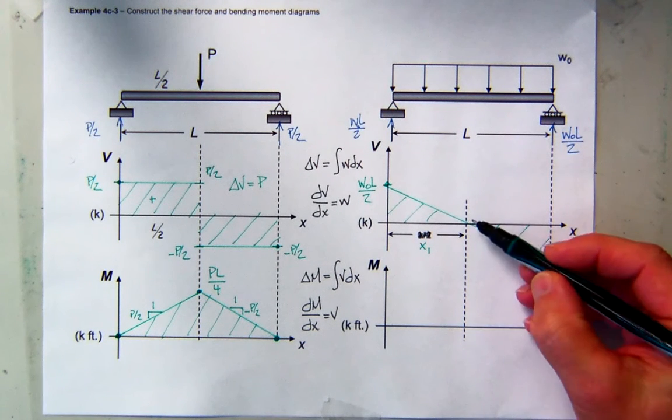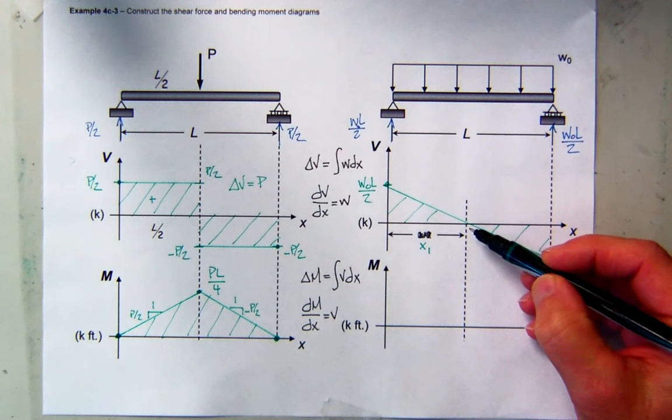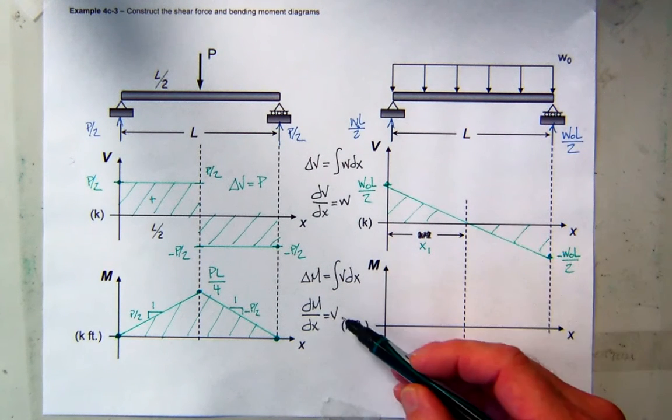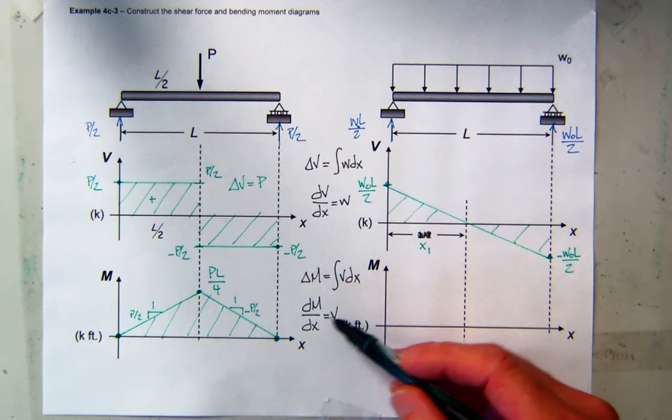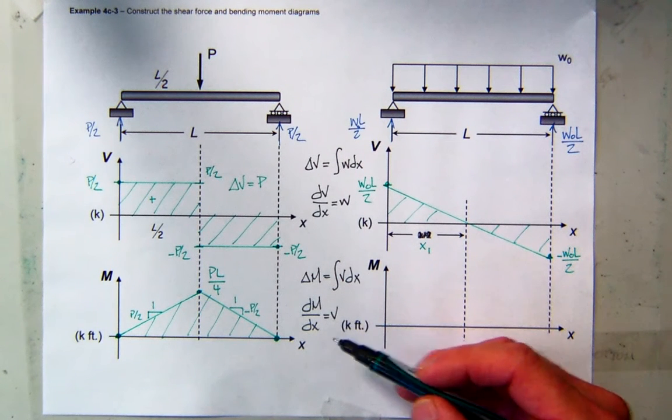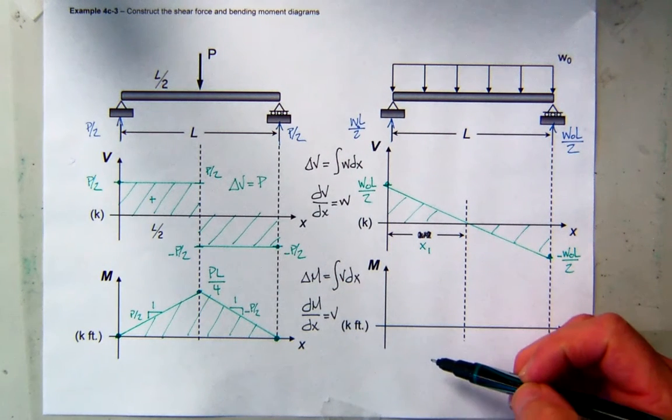Well, two things there. The shear is 0. What do we know happens when the shear is 0? The moment has a slope of 0. So that means the shear is 0, which means the derivative is 0. That means it's going to be a max or a min. That's an important point for us.